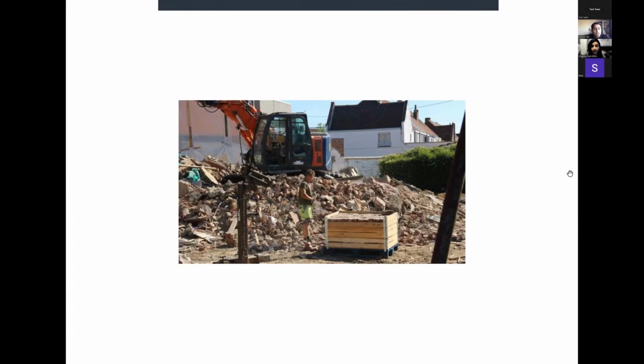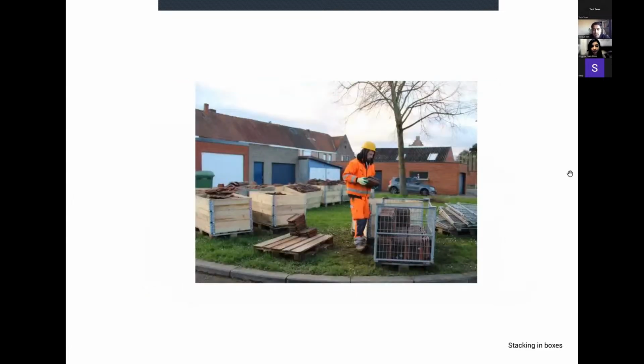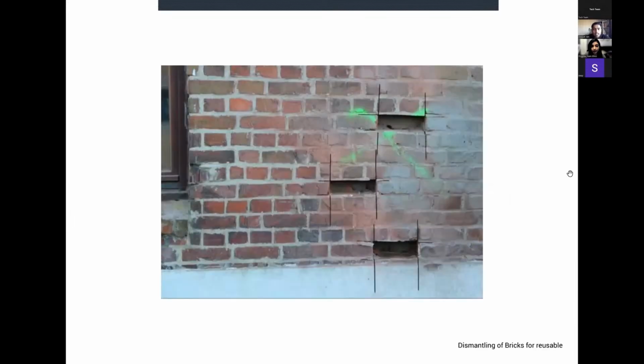So we try to recuperate a maximum number of bricks and roof tiles which can be used in the new construction again. Here you see how the contractor took an extreme effort to dismantle reusable roof tiles, and then stacked them into small crates, which can be used later for the new construction again. In the same way, the dismantling of bricks was done, so that it is treated and tested for the reuse of the material itself.